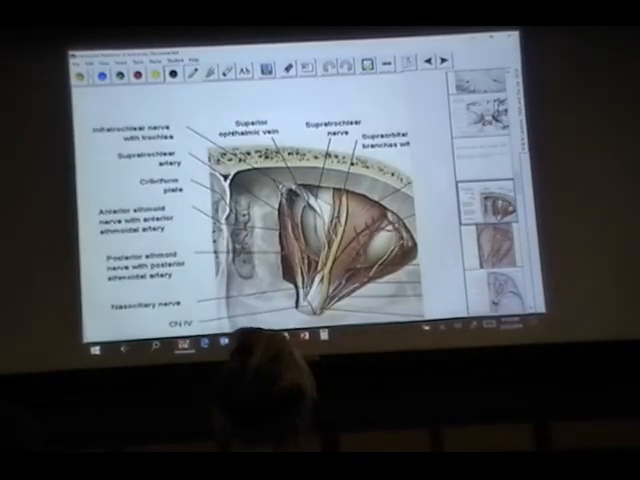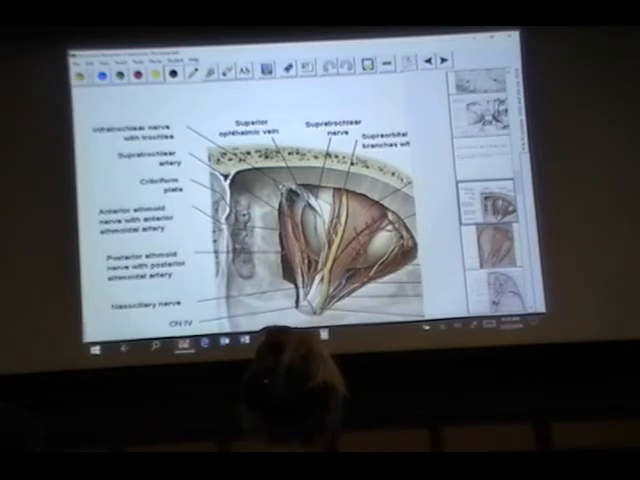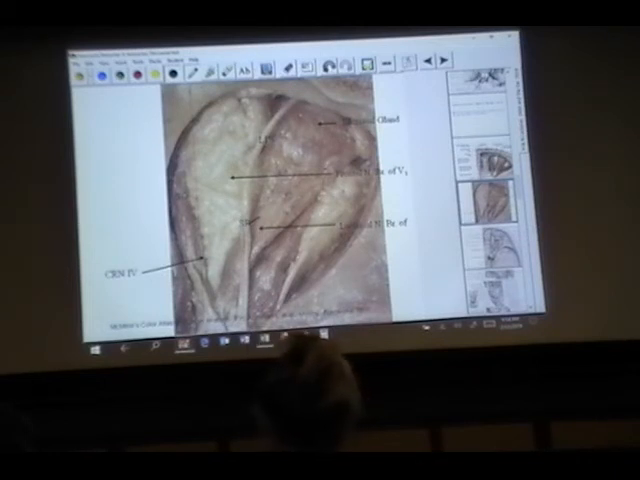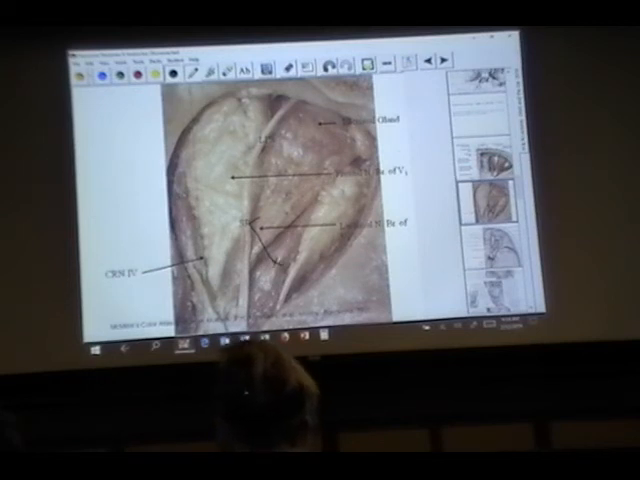All right, so we looked at this before. Here is the ophthalmic branching over here along with the trochlear nerve. Here's superior rectus. Here's the frontal branch. Here is the lacrimal gland. Superior oblique. Here is cranial nerve number 4. Here is the lacrimal branch of V1 right here.